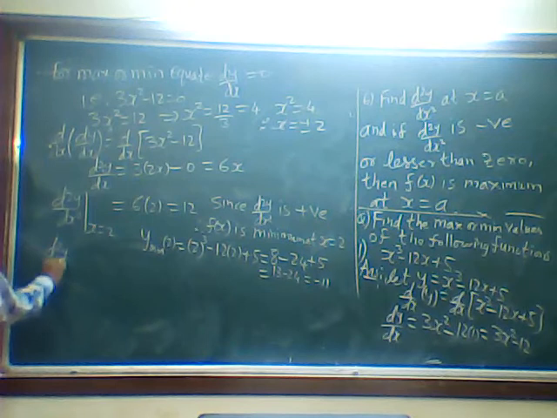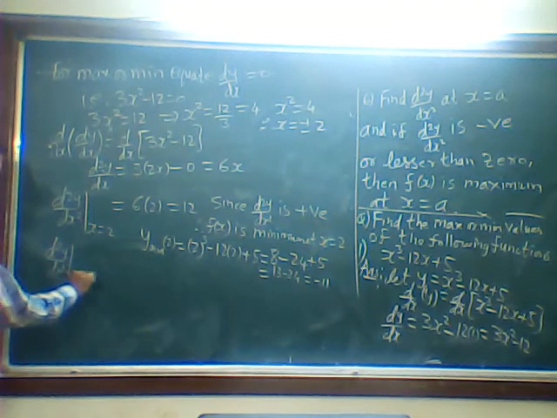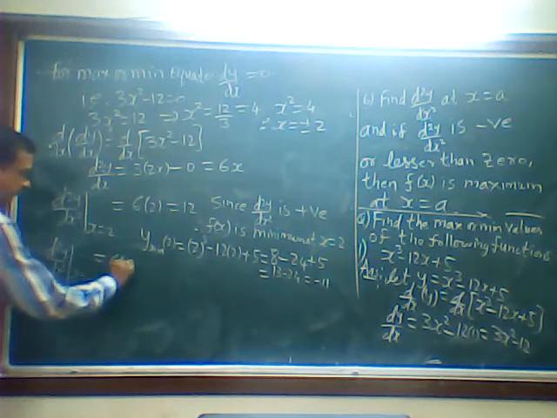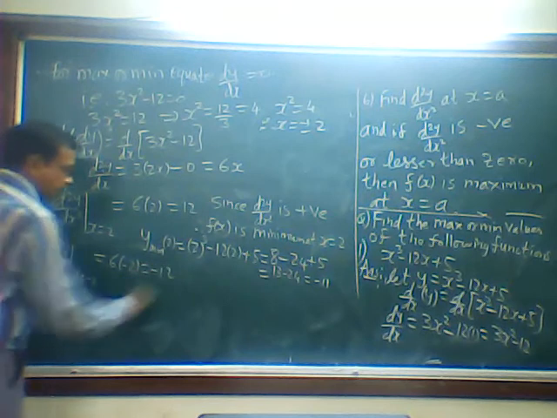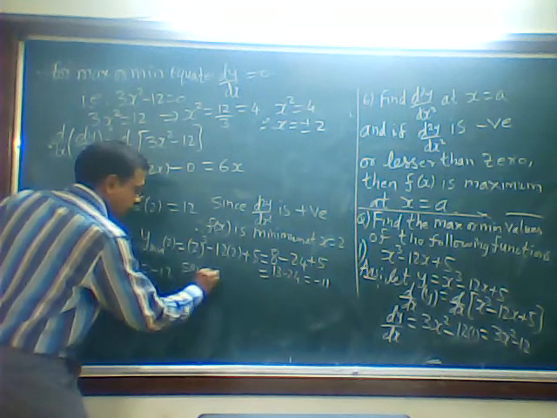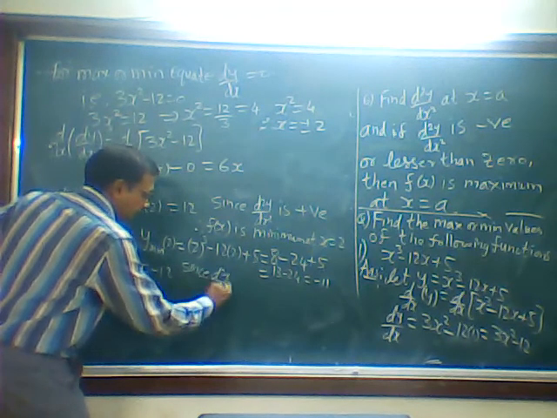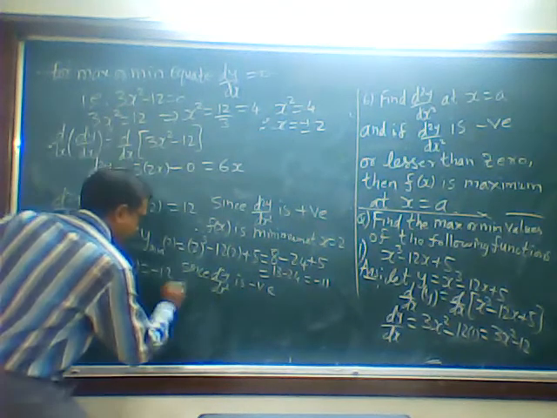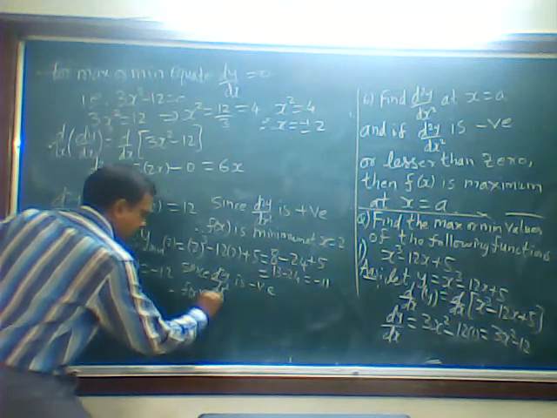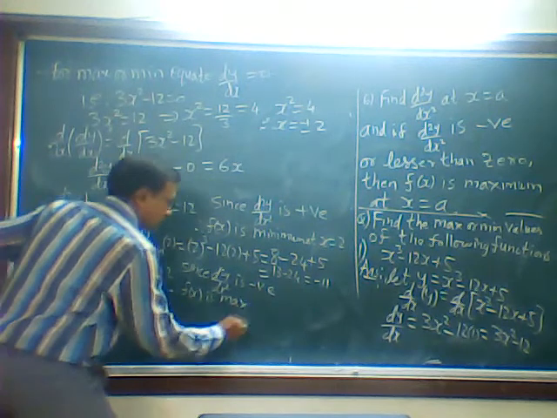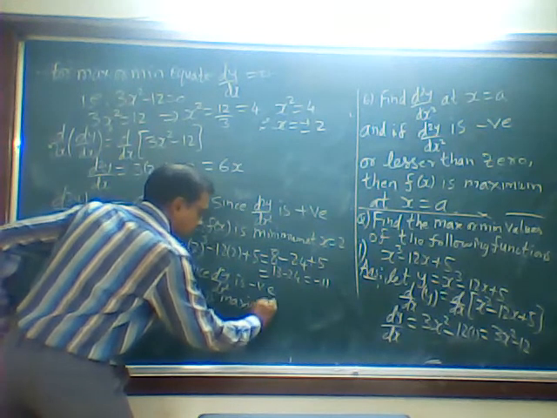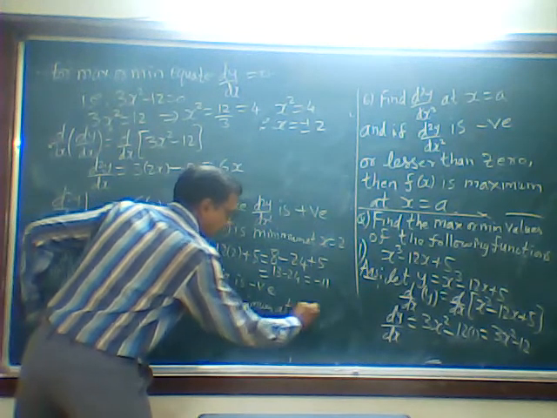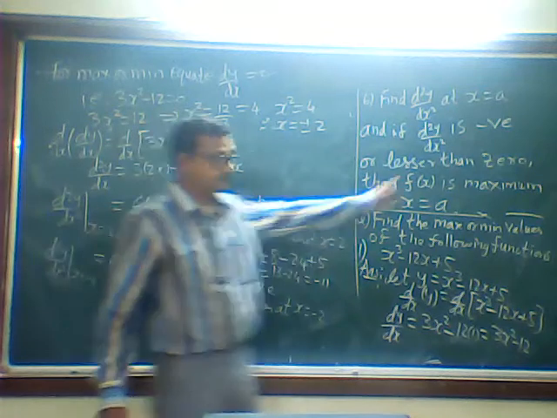d square y by dx square at x is equal to minus 2. 6 into minus 2, that is minus 12. Since d square y by dx square is negative, therefore f of x is maximum at x is equal to minus 2. That is what this was.